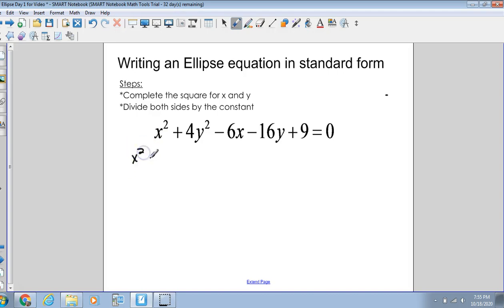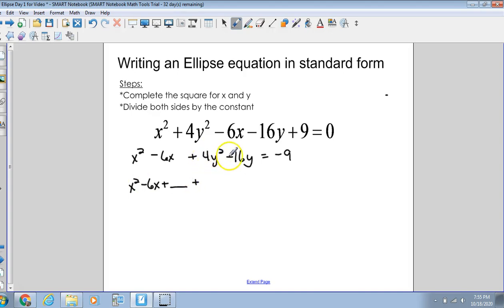So we'll have x squared minus 6x plus 4y squared minus 16y equals, we'll move that 9 over and it becomes a negative 9. Okay, now we are going to have to complete the square. And I'm going to have to do something with my y's. I want to look at that first. For x's, since our x squared term has a coefficient of 1, we don't need to do anything with that right now. But look at our y's right here.